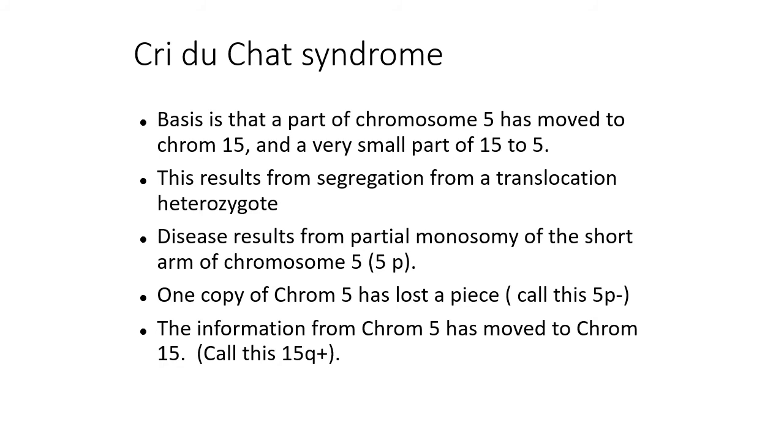Okay, so to simplify this, we're going to say that 1 copy of chromosome 5 has lost a little piece. That's the part that moved to chromosome 15. So we're going to call that 5p minus, meaning that chromosome 5 is missing some information from its p arm. The information from chromosome 5 is still present. It's moved to chromosome 15, so we're going to call that one chromosome 15q+. So we've got the right amount of information. It's just rearranged compared to a normal karyotype, but it's not going to cause any problem in the person. It'll cause problems in the progeny, as we'll see.